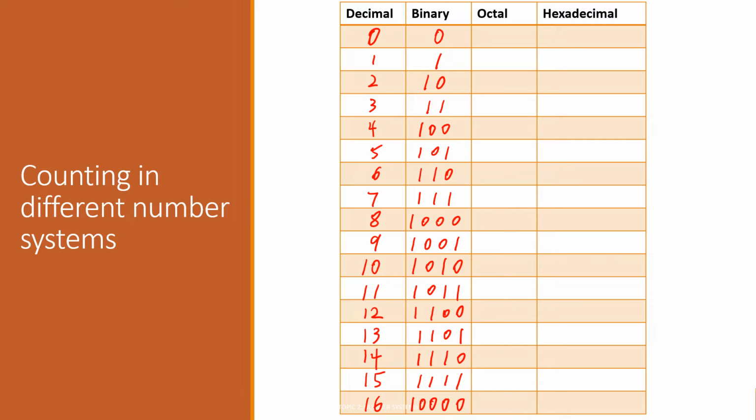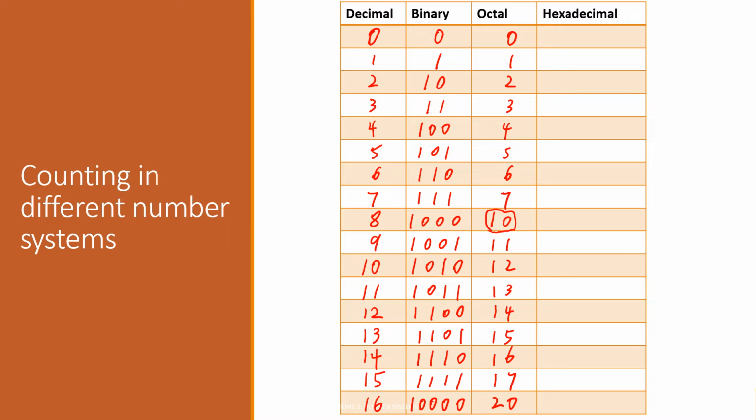For octal, similar thing, but in octal we have 8 digits, from 0 to 7. So we'll count 0 1 2 3 4 5 6 7. After 7 we have to carry to the next bit, so 1 0, 1 1, 1 2, 1 3, 1 4, 1 5, 1 6, 1 7. Okay, then we become 2 0. So now you see 1 0 in octal, don't read it as 10, it's 1 0, corresponding to 8 in decimal.